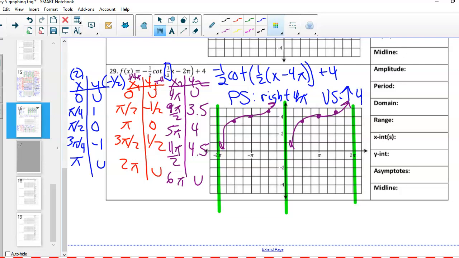So sometimes your tangent and cotangent will look like each other, just like secant and cosecant. Now do we have questions?